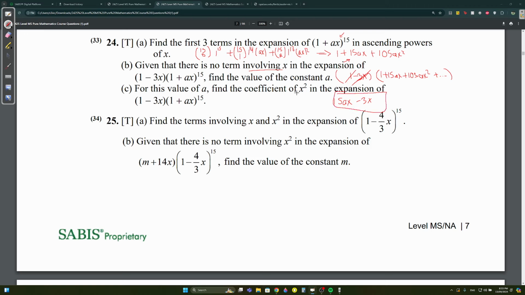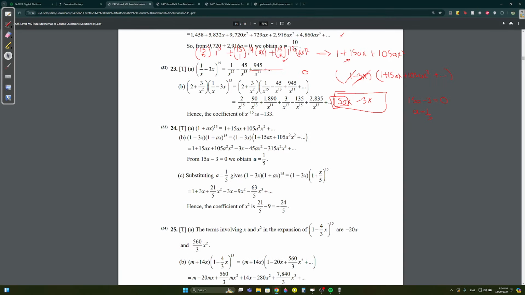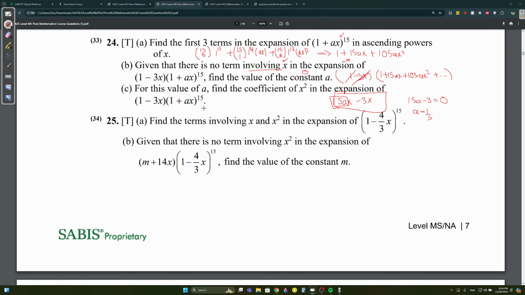We know that the coefficient of x will be how much? 0, right? If there's no x term, the coefficient of x will be 0. So 15ax minus 3x. If you add up the coefficients, 15a minus 3, we're going to get 0. So that means a equals 1 over 5. If you do the math, take 3 to the other side, then divide by 15. Let me just make sure. a equals 1 over 5. Then they said for this value of a, find the coefficient of x squared.